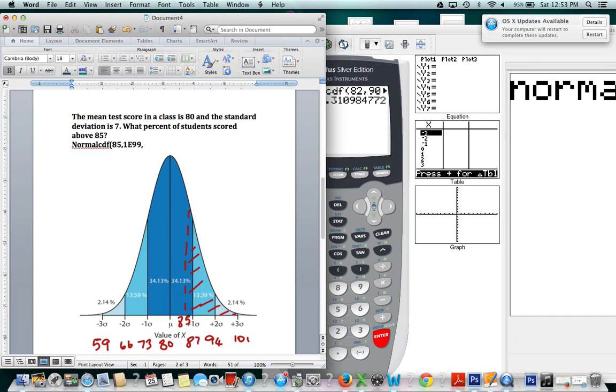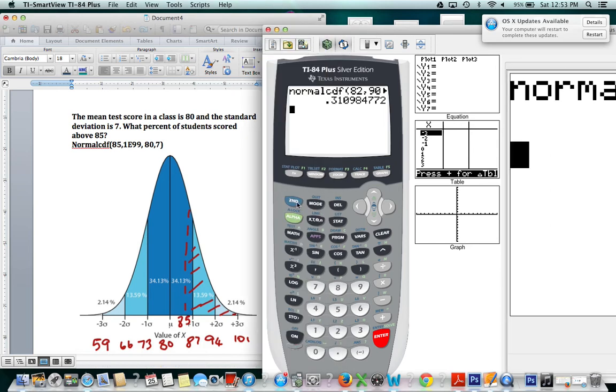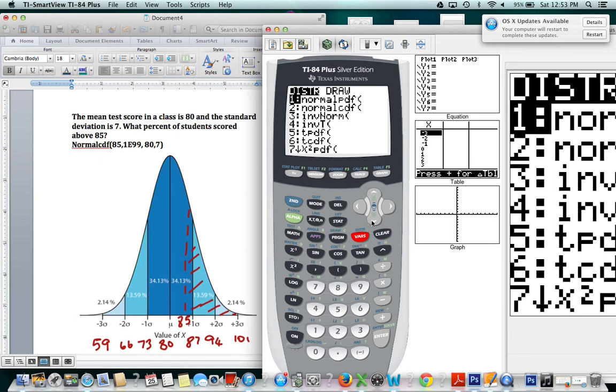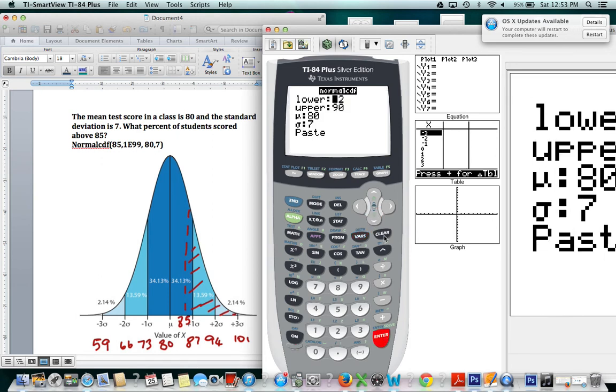So normal CDF, lower bound, upper bound, mean, which is still 80, and standard deviation, which is still 7. So let's enter that into our calculator. Again, we go to second, vars, normal CDF, and again, I have the new version of the calculator, so mine looks like this. 85 is my lower bound. My upper bound is 1.